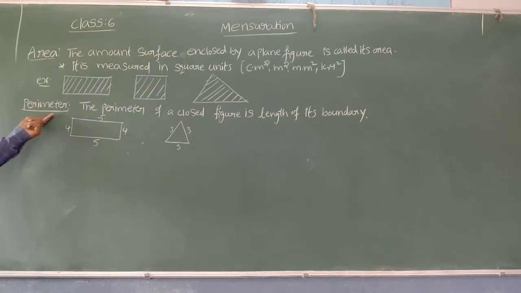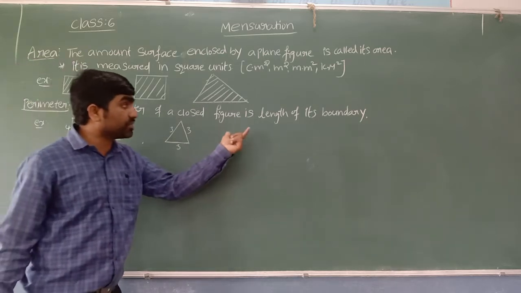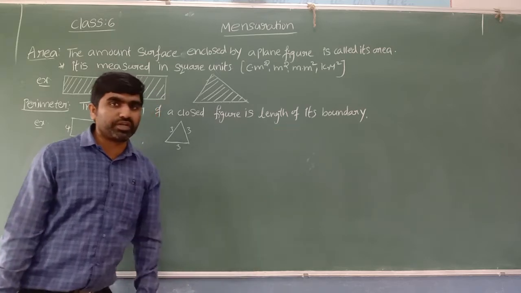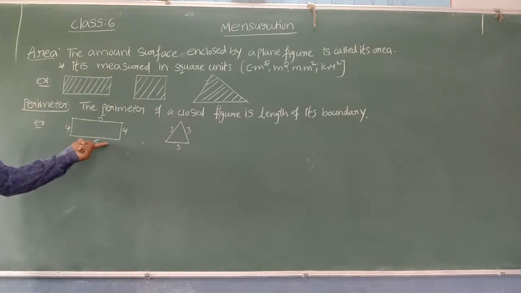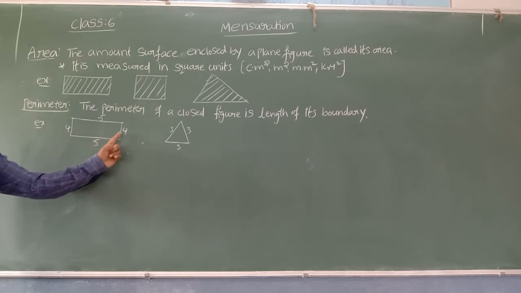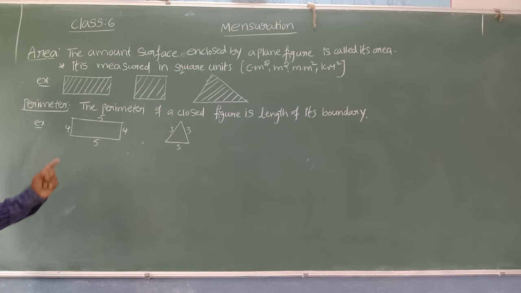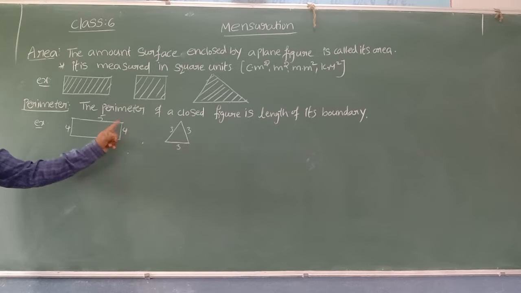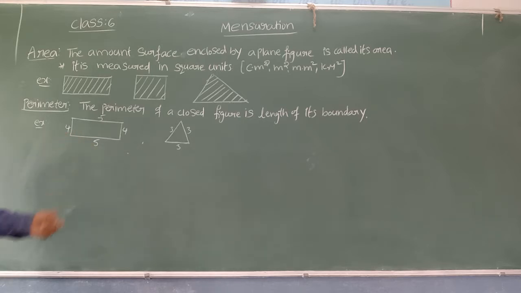What is perimeter? About perimeter, I said the perimeter of a closed figure is length of its boundary. The perimeter of this closed figure is length of its boundary. See here, 5 plus 4 plus 5 plus 4. This is the total length of the boundary. The total length of the boundary is called perimeter. The perimeter of this figure is how much? 18. 5 plus 4, 9. 9 plus 5, 14. 14 plus 4, 18. The total length of the boundary, I mean perimeter, is 18.